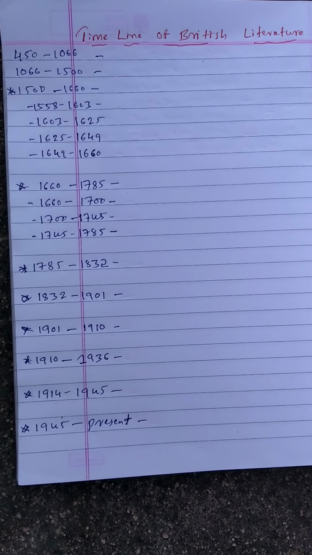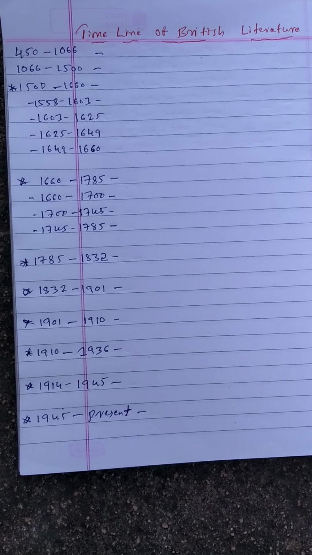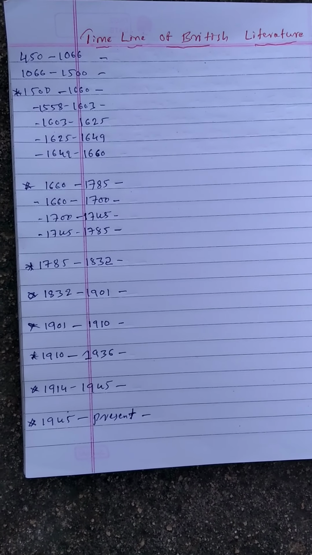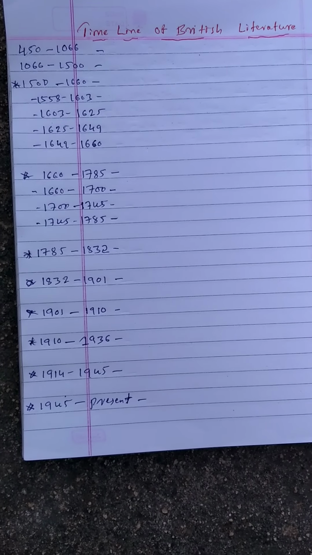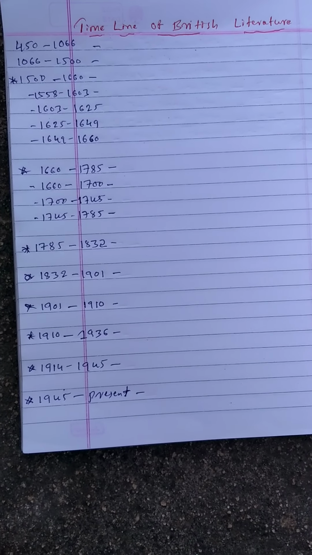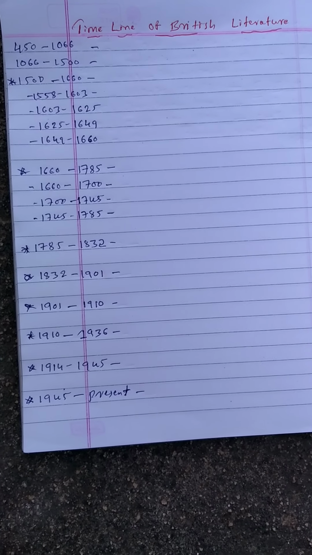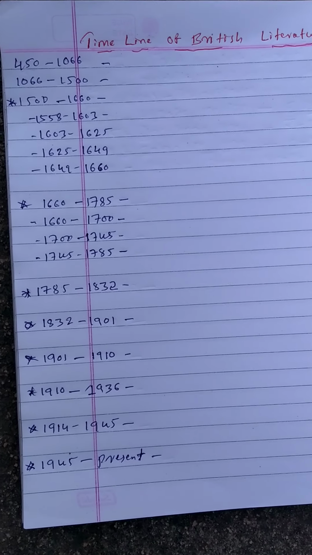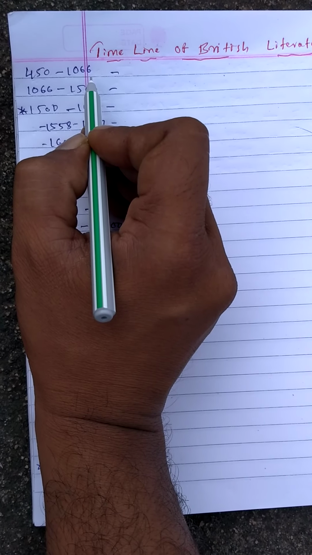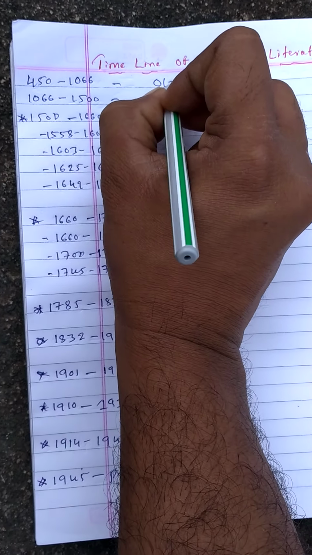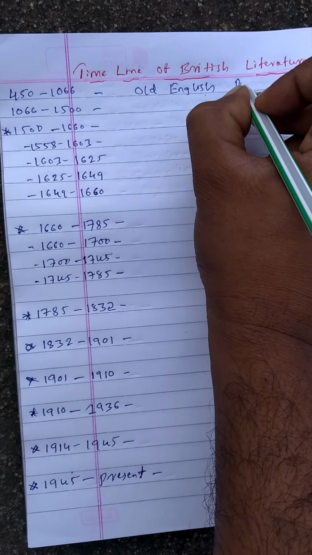I am Noorullah from English Academy, and today I am here with you to discuss the timeline of British literature. The timeline of British literature is most important for every literature reader to understand British literature, starting from the 5th century up to the postmodern period, that is present literature. British literature starts from the 5th century, that is 450 to 1066. This is called the Old English period.